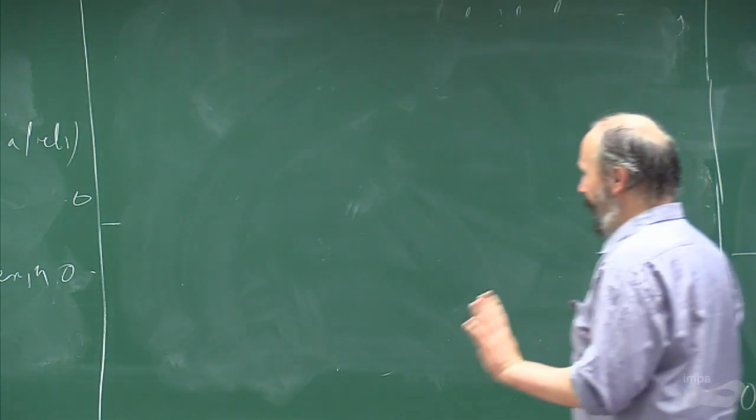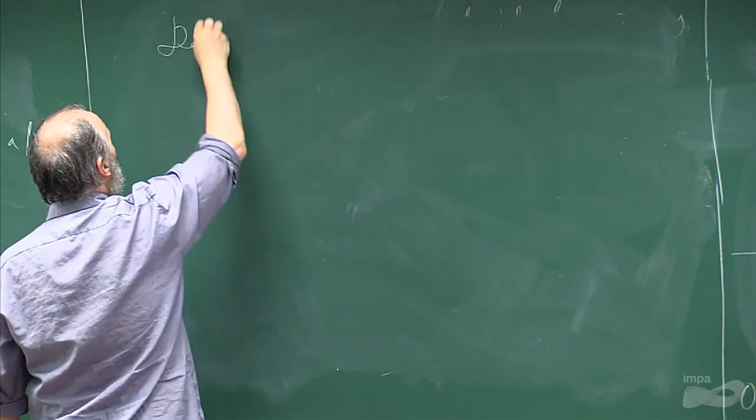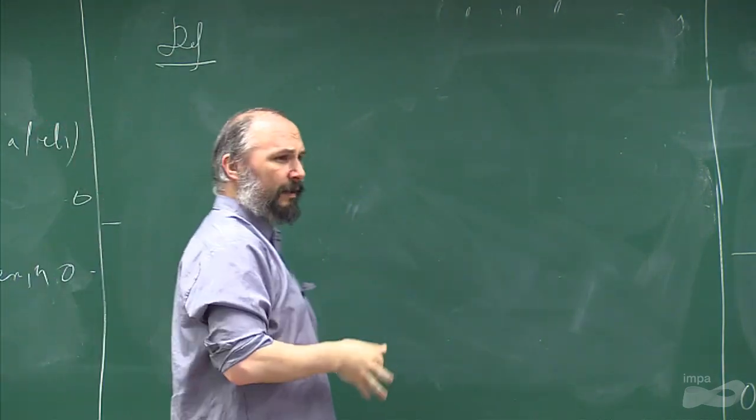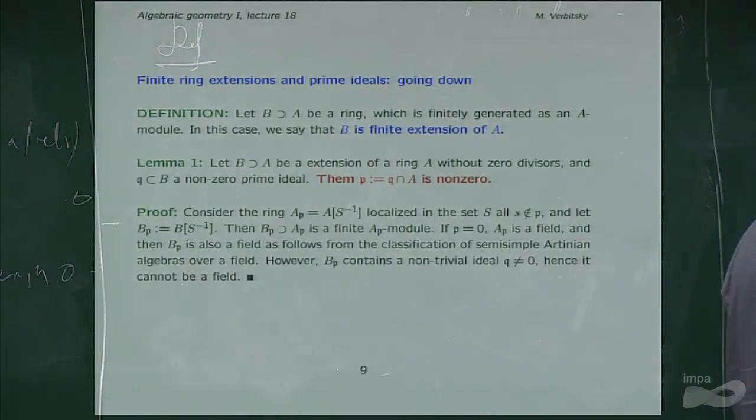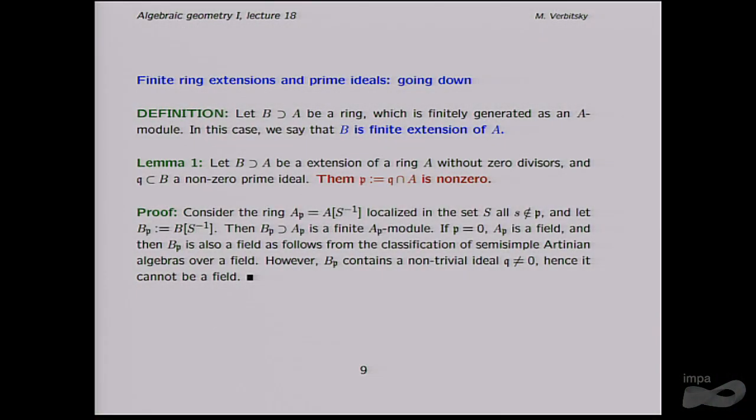So first let me use this definition. It's not very standard, but I have seen it sometimes. Just to simplify the discussion, suppose I have B containing A, rings, and B is finitely generated as an A-module. Then B is called a finite extension of A.